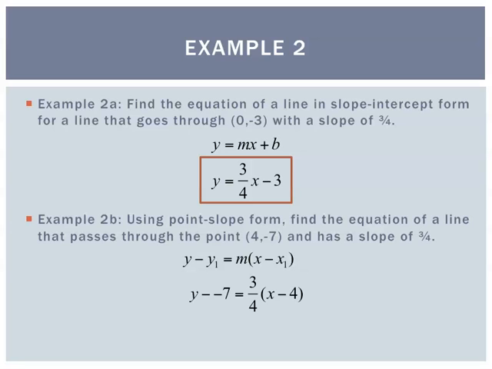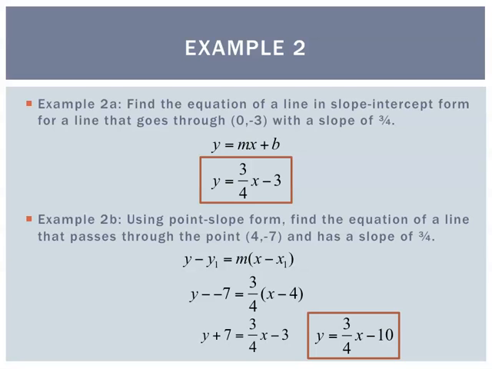All right, and then let's simplify this. So now we have y plus 7 equals 3/4 x minus 3. Get y by itself, so we will go ahead and subtract 7 from both sides. We have y equals 3/4 x minus 10.